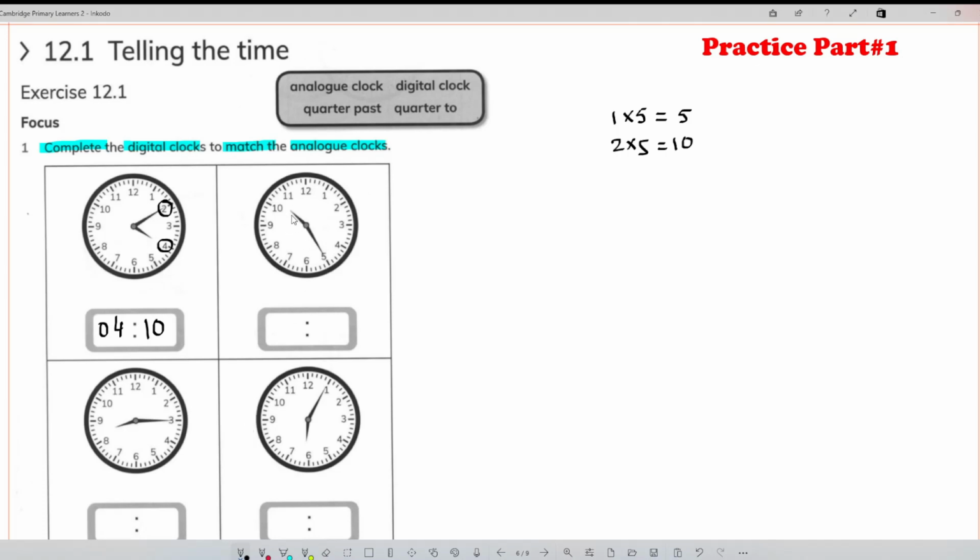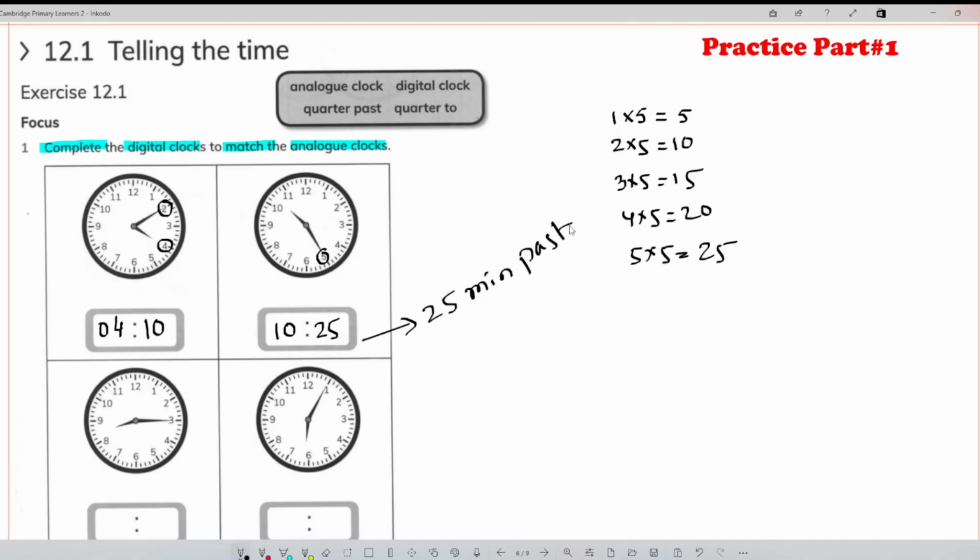Similarly, this one, the hour is in the middle of 10 and 11, and the minute on 5. This 5 means what? We know 3 times 5 is 15, 4 times 5 is 20, 5 times 5 is 25. So minutes 25, and 10 and 11 middle of hour, it means it should be 10, not 11. We can write this one as 25 minutes past 10.